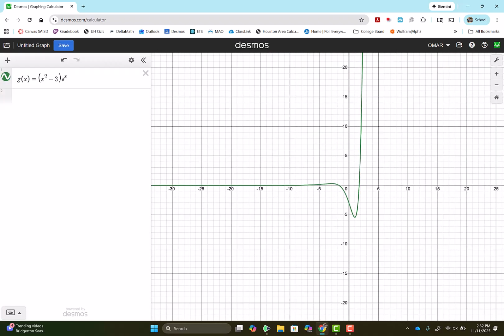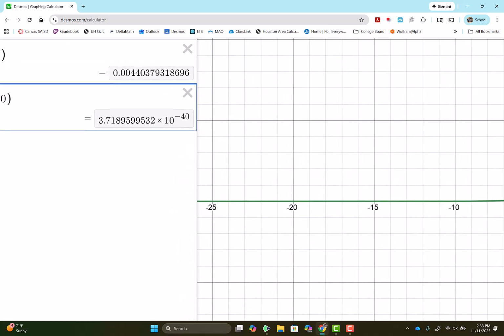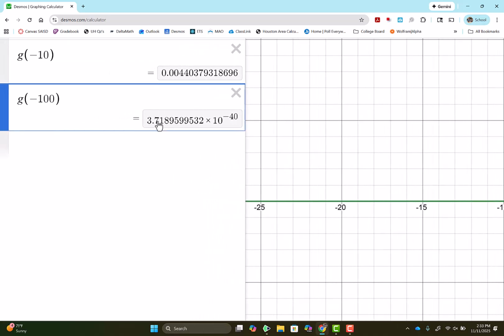So there it is. I don't know if you can tell, but this green curve is actually above the x-axis forever. It just looks like it blends into the x-axis, but it's not. Chav, how do you know? Look, G of negative 10. Look at that number. It's positive. Chav, what about G of negative 1,000? It's defined. It's just, oh, I didn't put negative. It's defined. It just says 0, but it's not. Look at G of negative 100. There is 39 zeros in front of that 3. It's practically 0, but it's not.